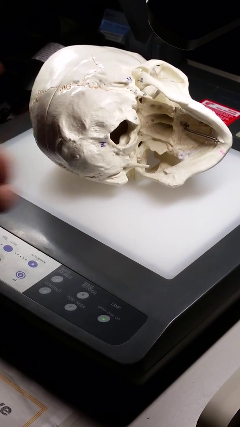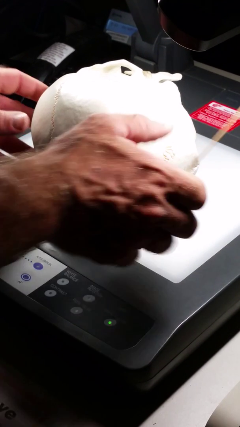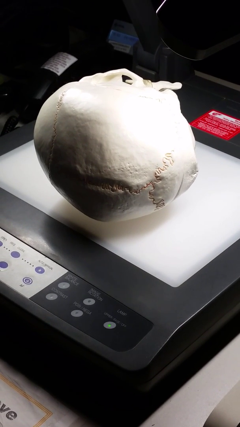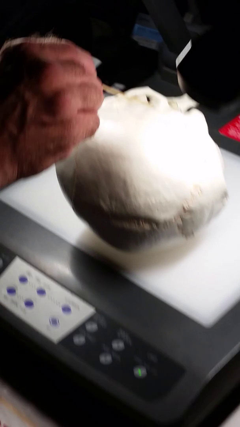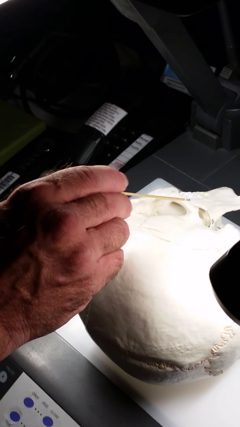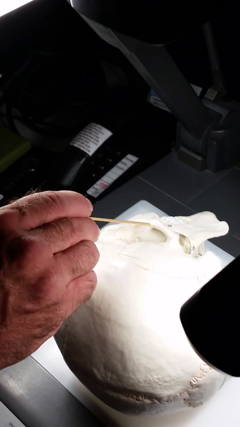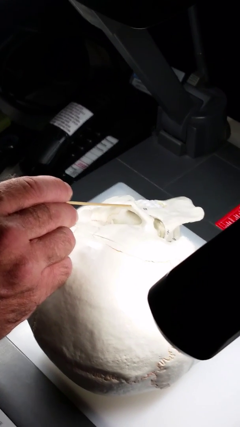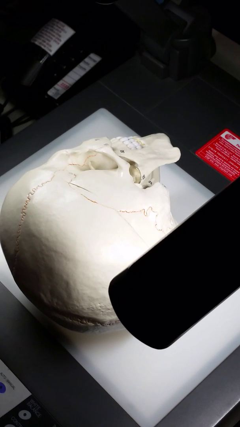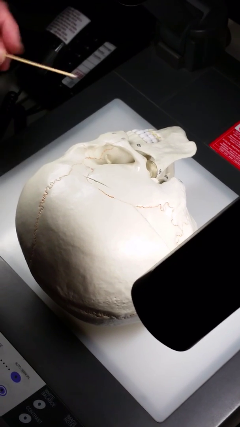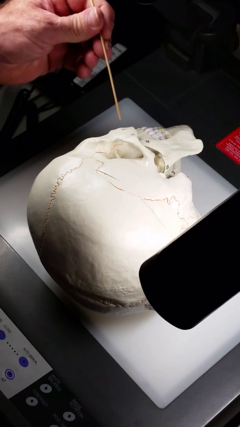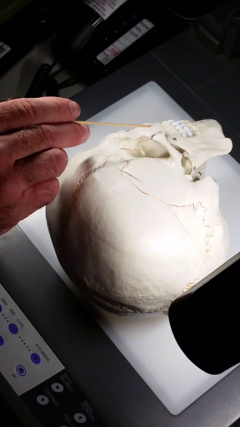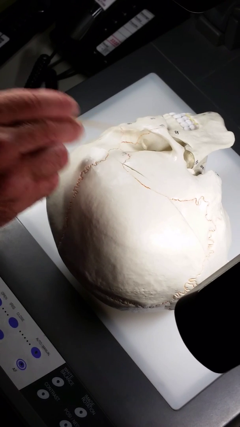Now, this is a little bit tricky right here. The zygomatic bone, etc. Okay, this is the temporal bone. So this is the zygomatic process of the temporal bone. All right? Now this is the zygomatic bone. And this is the temporal process of the zygomatic bone.